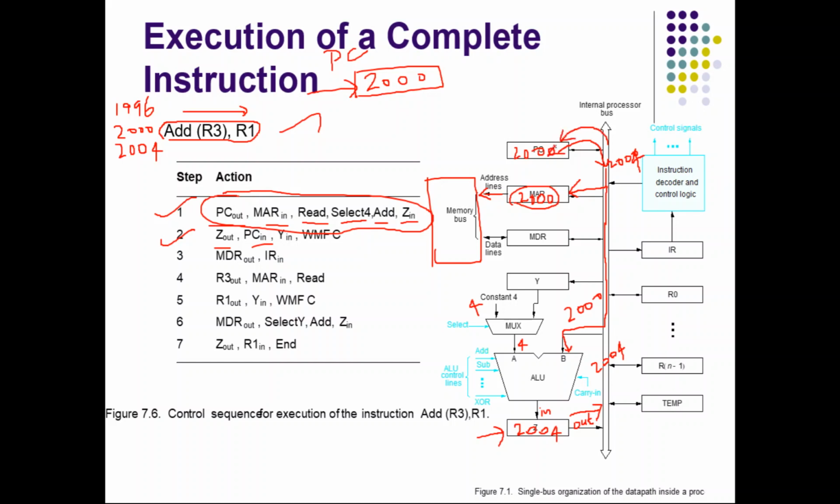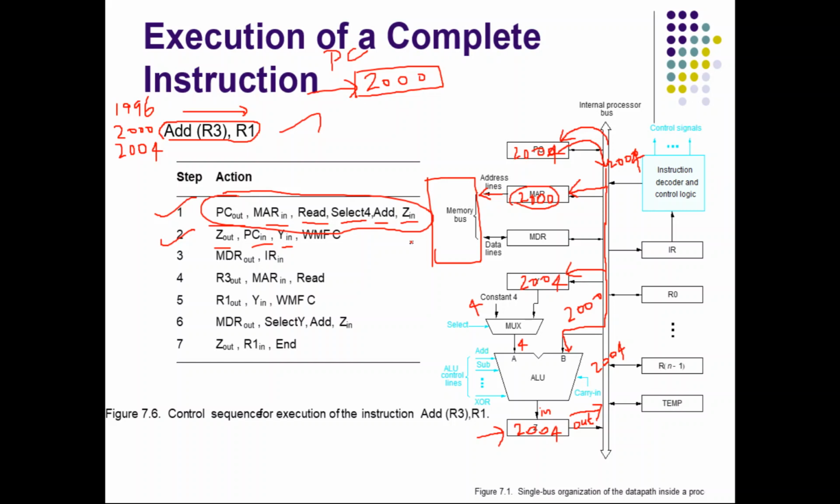Are you getting it? So what happens now? PC is pointing to the next address. Not only that, we are transferring that to Y in also. Whatever is on the bus, you are transferring to Y in also. So the bus contains 2004, and we are keeping that in Y in also. Why we are keeping this in Y in, we will come to later. I will tell that later.